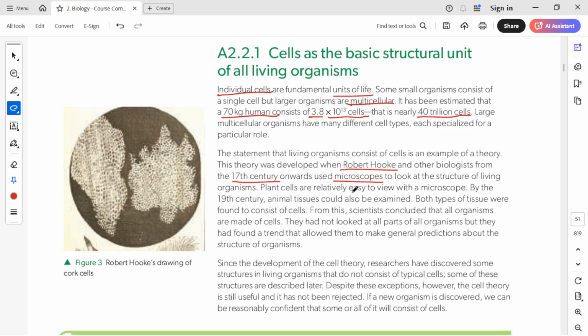Now, plant cells are relatively easy to view with a microscope. By the 19th century, animal tissues could also be examined. Both types of tissues were found to consist of cells. Both the tissues were made up of cells, which was common. So the scientists concluded that all organisms are made up of cells. They had not looked at all parts of the organisms, but they had found a trend that allowed them to make general predictions about the structure of organisms.